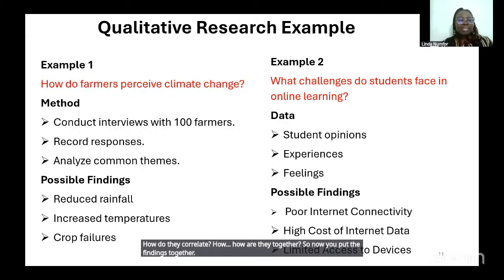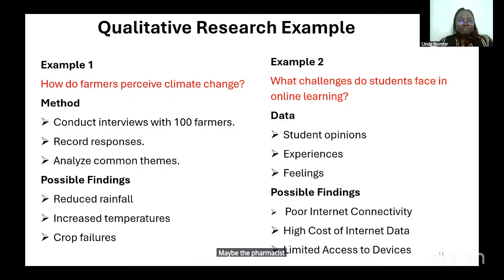Maybe the farmers say reduced rainfall. They talked about increased temperature, crop failure. When there's an increase in temperature, as the climate has changed, their crops are no longer doing well. So it is the farmers' ideas and opinions of how climate change is affecting them.